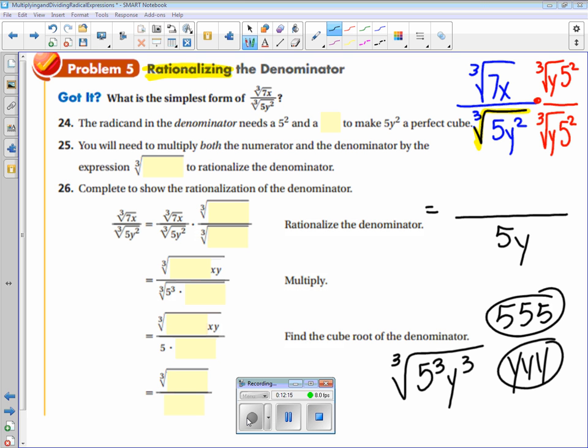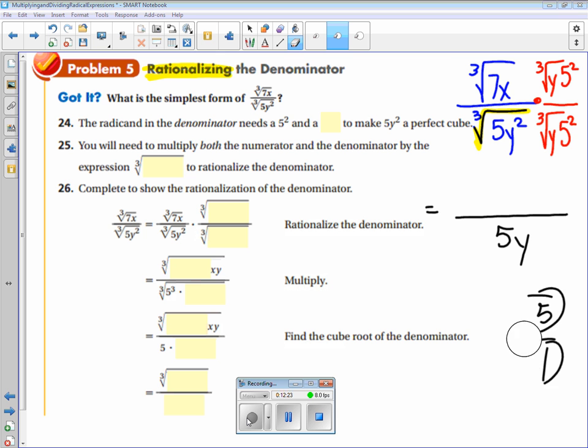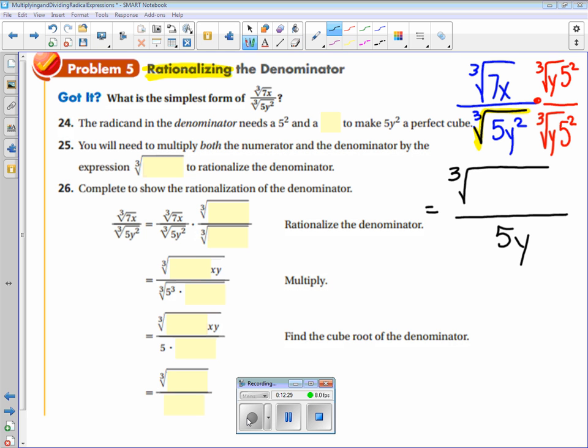In the top, can I multiply those? Let me just erase the bottom here so we don't get too confused. I have the cubed root of 25 times 7. What is that? 175. 5 squared times 7. And then I have x times y. That's my answer, folks.